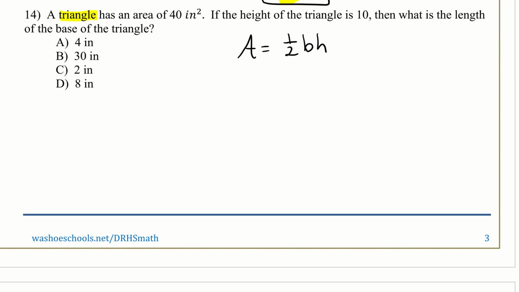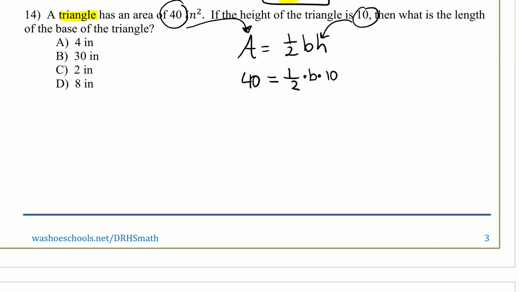And then they gave me some information. This time they gave me area. That is A. I'm going to replace or substitute in A with 40, or plug in, if you will. And then what they want me to find is the base. I'm going to leave base as the letter B, and the height is 10. I'm going to solve this.